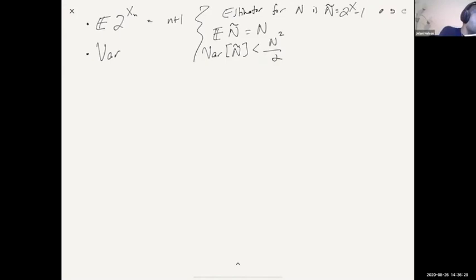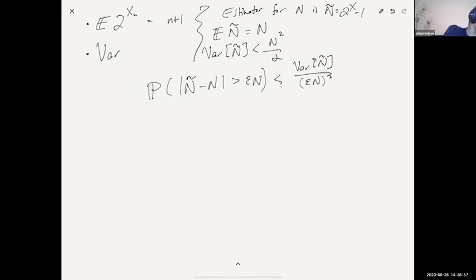So now, how do I use that to get something good for my algorithm, to analyze my algorithm? I can say, look, what's the probability that my estimator deviates from the truth by more than epsilon n? And this is Chebyshev's inequality. Chebyshev's inequality says it is at most the variance of the estimator over the right-hand side squared. This is Chebyshev.